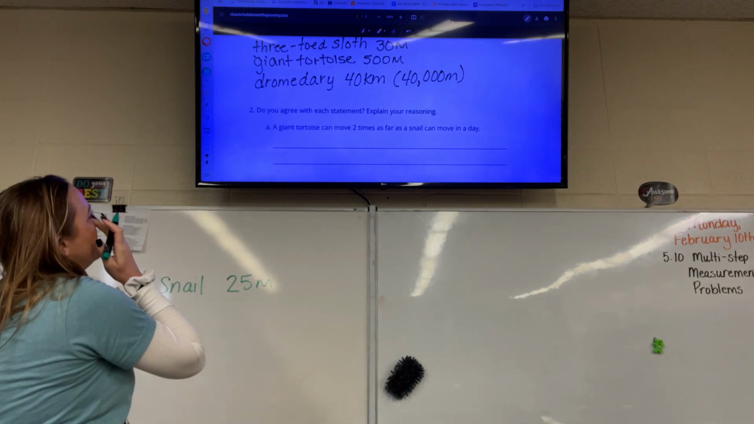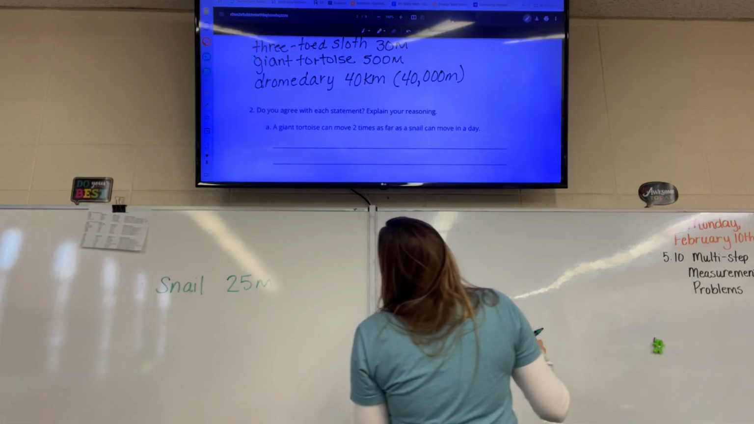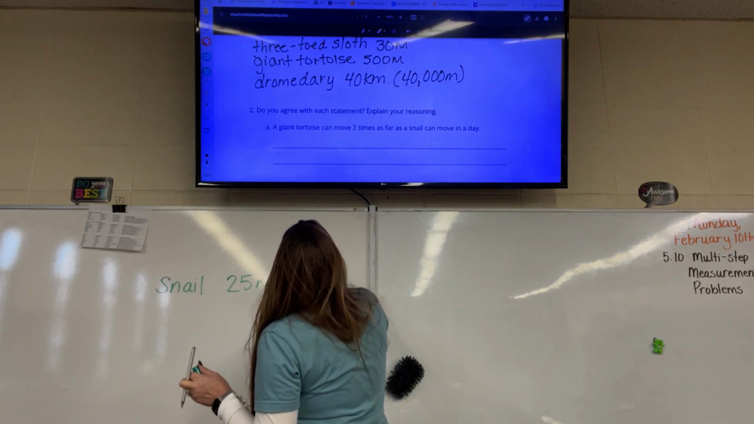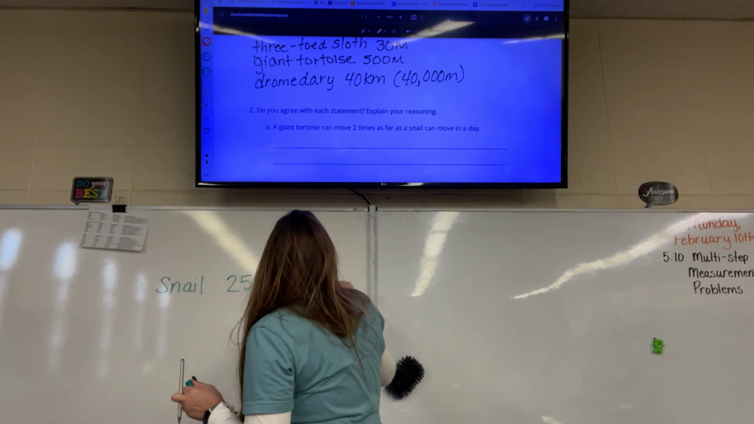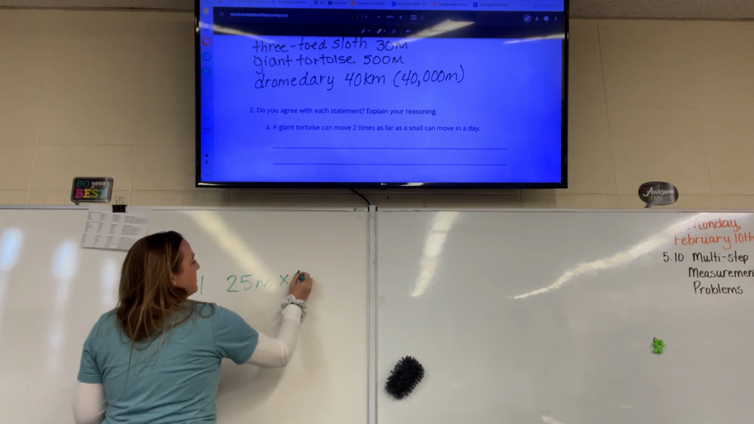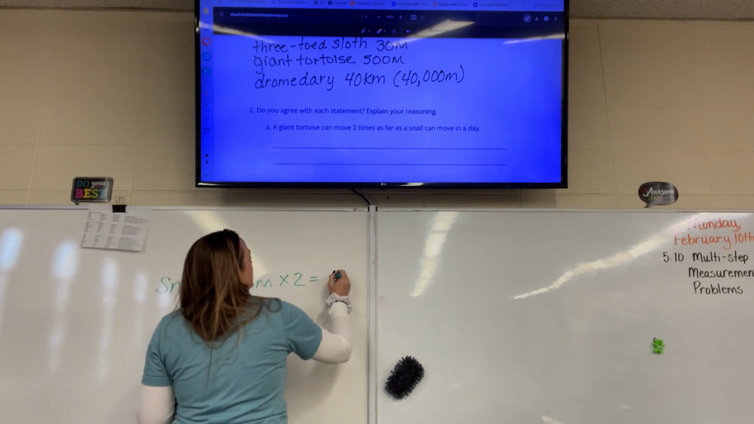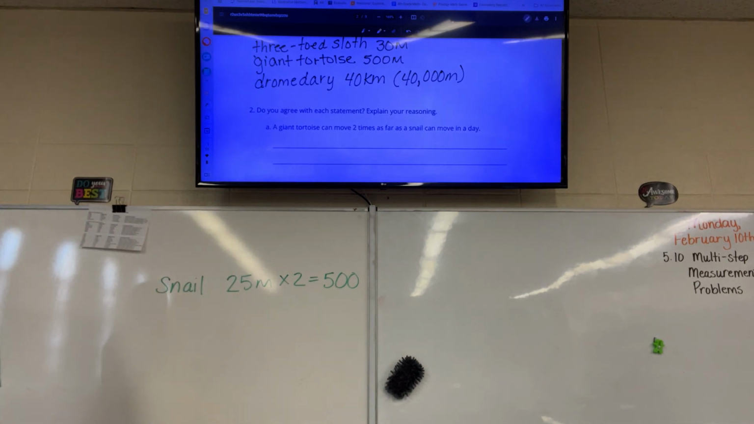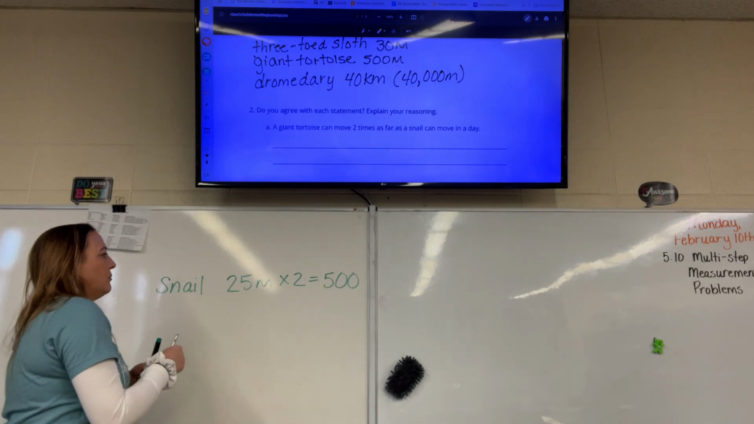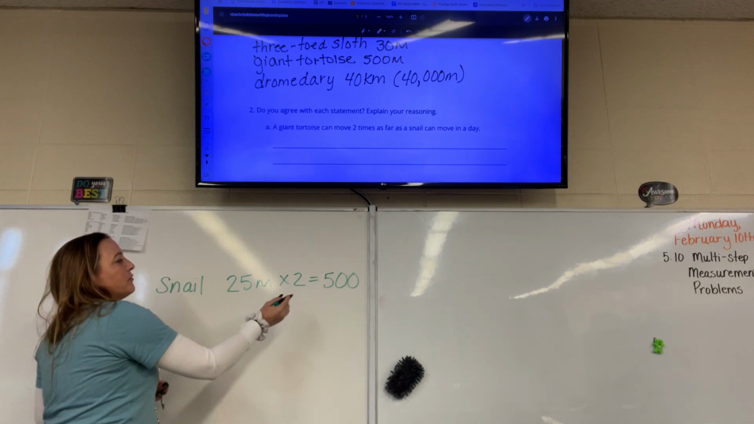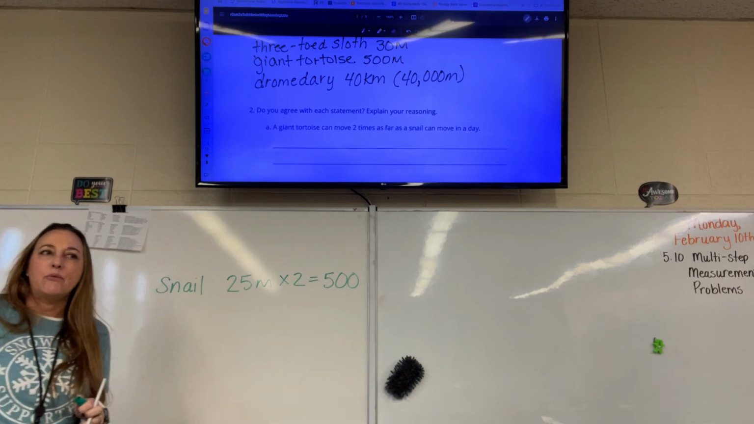Okay, and the snail, let's see, a giant tortoise can move 2 times as far as a snail. All right, so that would mean the snail times 2 would equal the giant tortoise, which is 500, right? Is 25 times 2 500? No. What is it? 25 times 2 is what? 50. So in order to make it 500, how would we do that? What would we have to do, Evan?